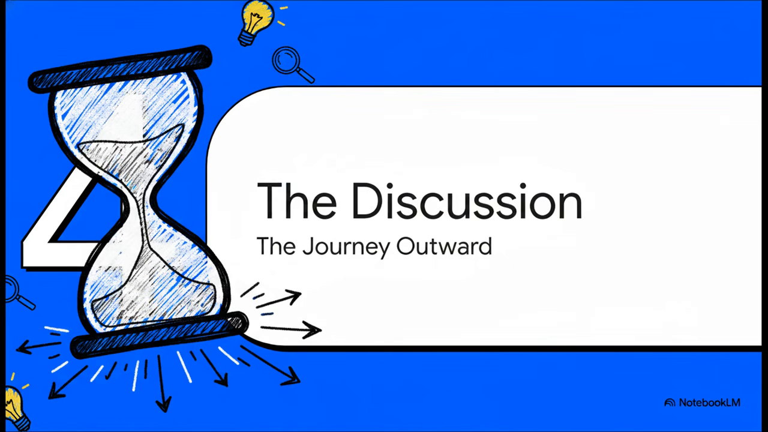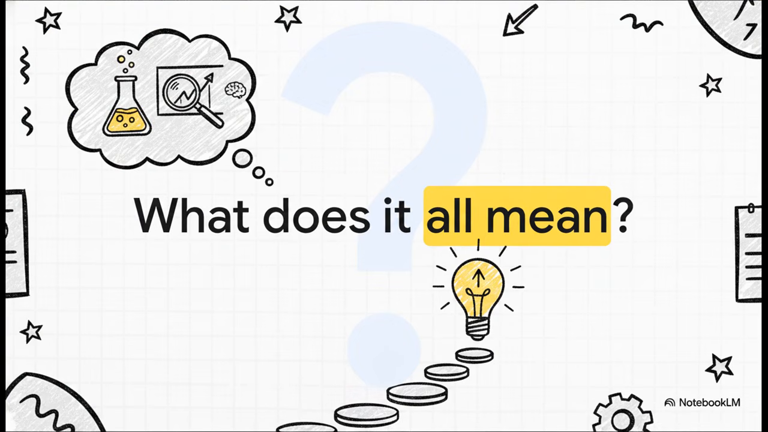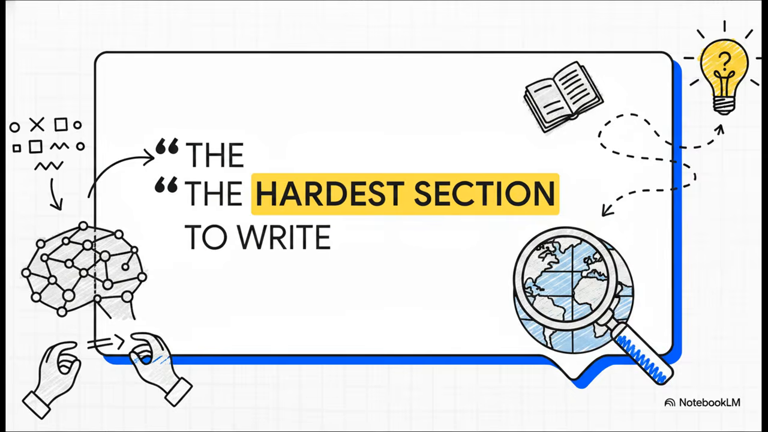We're moving to the bottom half of the hourglass, taking those specific findings and beginning our journey outward with the discussion section. Now this is, you could argue, the most important part of the entire paper. It tackles that massive question: so what? What does all of this actually mean? This is where the researcher finally gets to interpret everything and tell you why their findings matter.